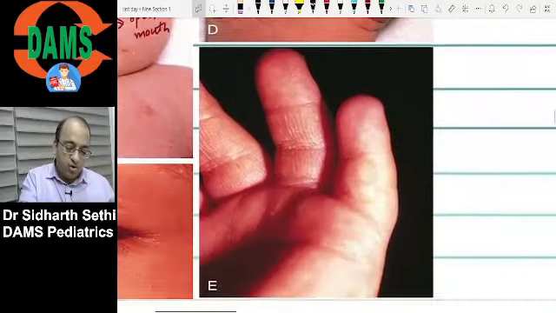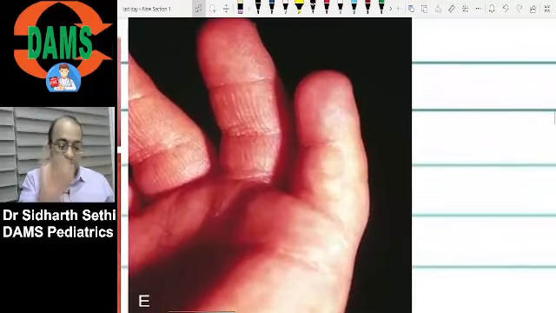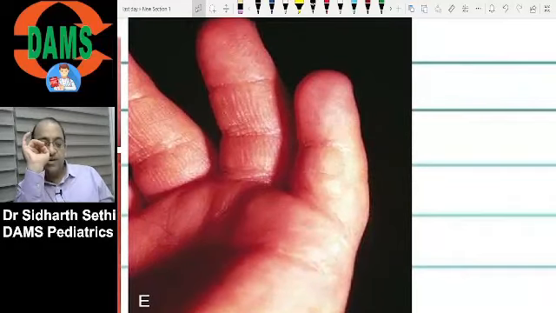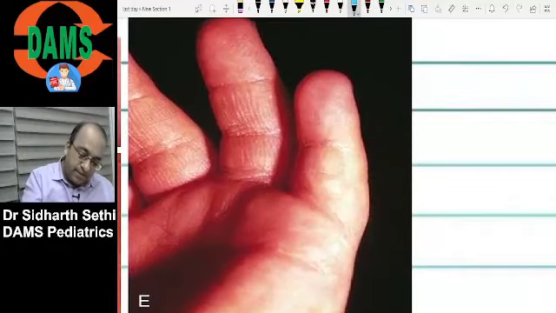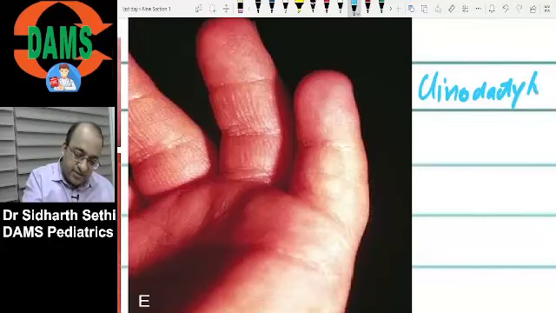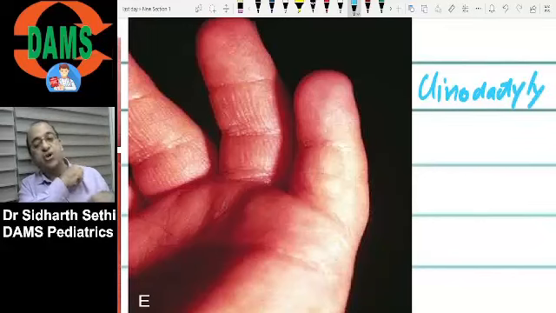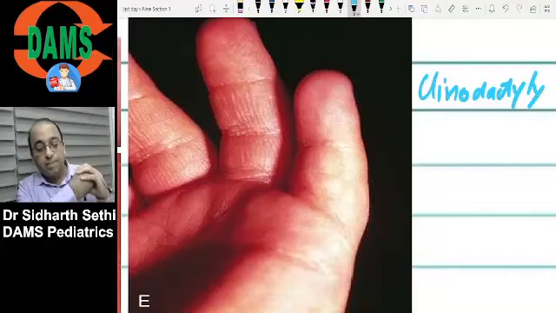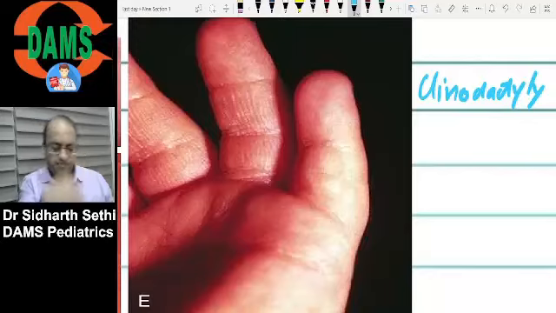Now let's look at the little finger. The little finger is slightly flexed. This is called clinodactyly. It's called clinodactyly because of the hypoplasia of the middle phalanx of the fifth finger. It is slightly flexed.